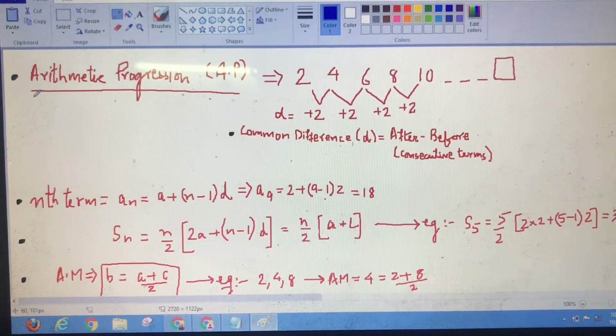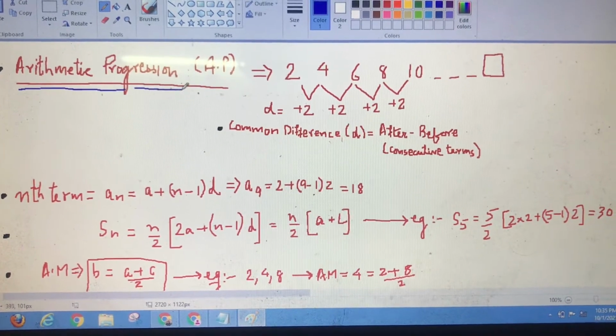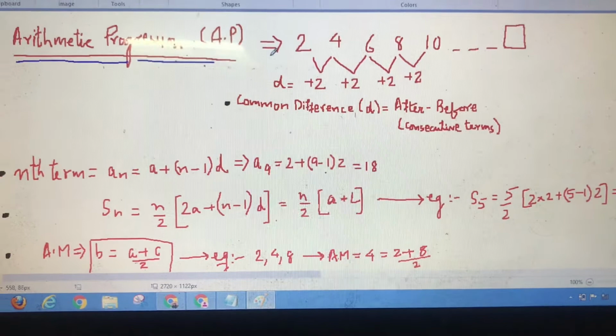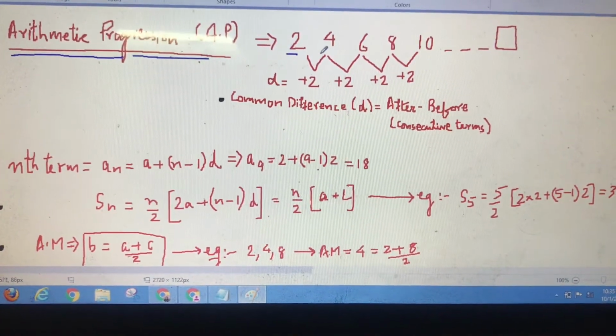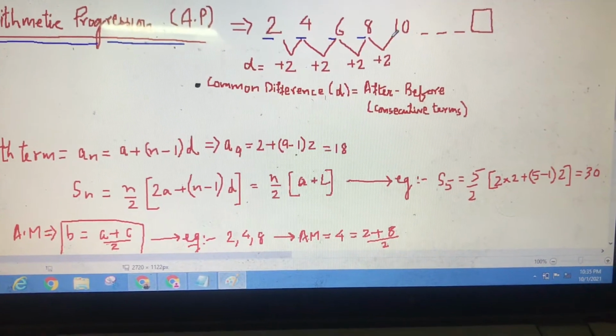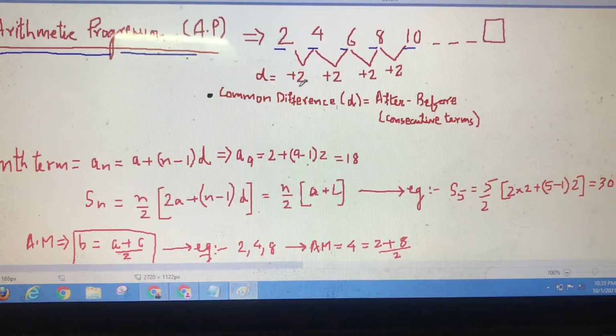Here we have arithmetic progression. Okay, arithmetic progression. What is that? Where we have the common difference. Now see, the series is 2, 4, 6, 8, 10. So this is arithmetic progression. Why? Because we have the common difference 2.